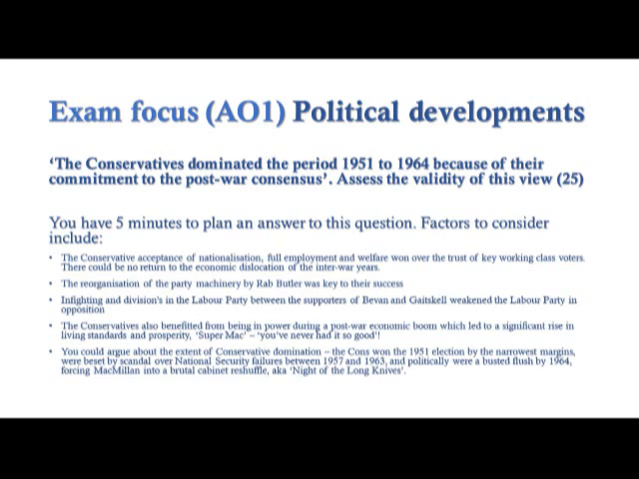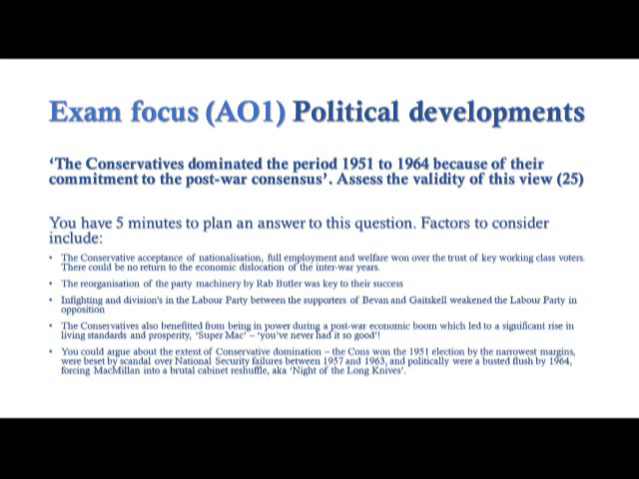Other factors would include that the party machinery was reorganised by Rab Butler. Rab Butler, although he was never a Conservative Prime Minister, was a crucial player behind the scenes, occupying different ministerial positions. By party machinery, it just means the party became reorganised and more efficient, a much better organisation to engage with the electorate.